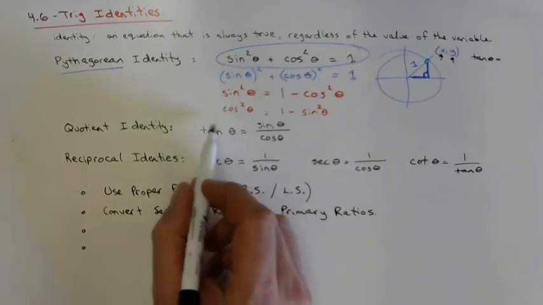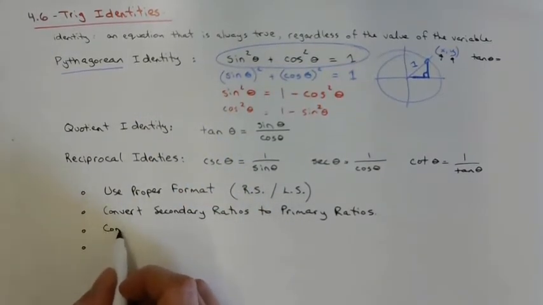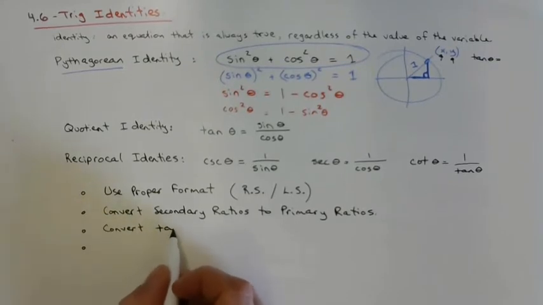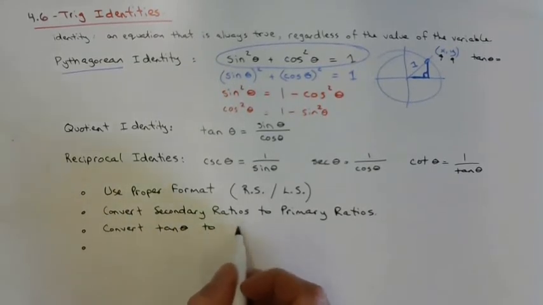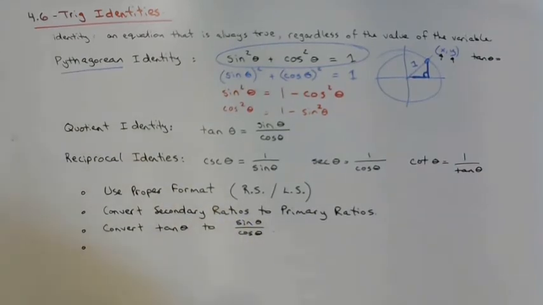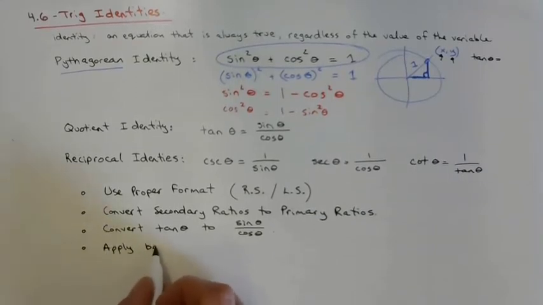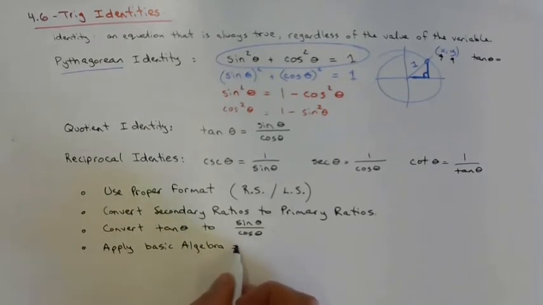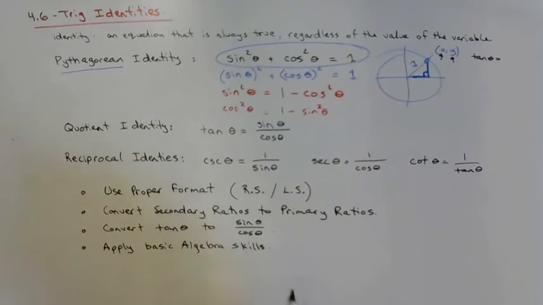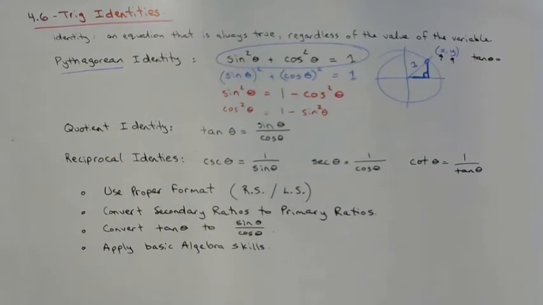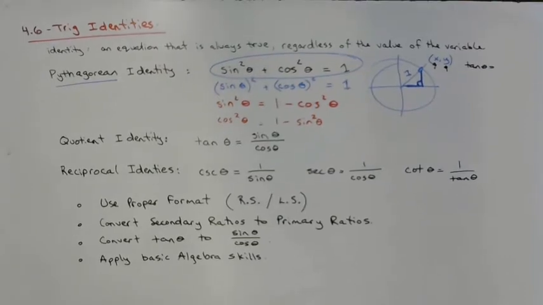What else are we going to do? Again, we don't want to deal with tan, so you're going to convert tan theta to sine theta over cosine theta. And then after that, you're just going to apply basic algebra skills. Your algebra skills are necessary everywhere you go, even if you're dealing with letters and words instead of numbers, even BEDMAS. So keep those in mind. We'll refer back to those things and we'll jump into the few examples that are here.